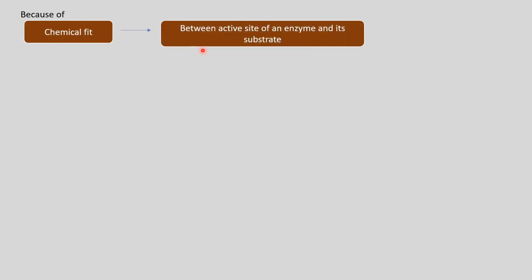Now, because of the chemical fit between the active site of an enzyme and its substrate, enzymes are effective as catalysts, right? So as we know, enzyme and substrate have a proper chemical fit, they fit with each other, and therefore enzymes are effective as catalysts. As enzyme and substrate combine with each other, this forms the enzyme substrate complex, and therefore enzymes are effective as catalysts. Catalysts means those substances that can carry out the process of catalysis.